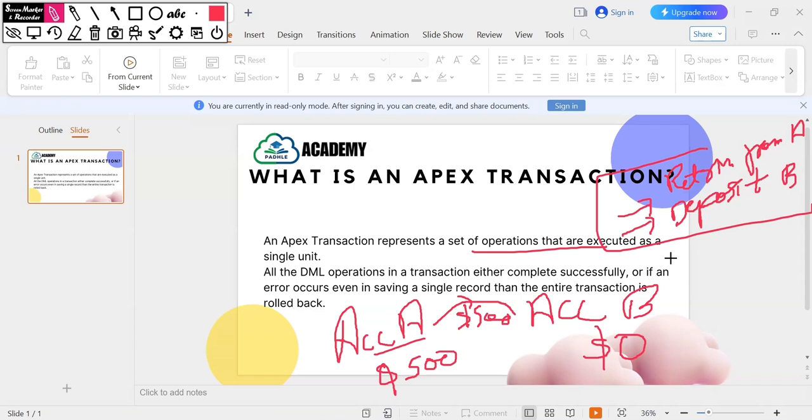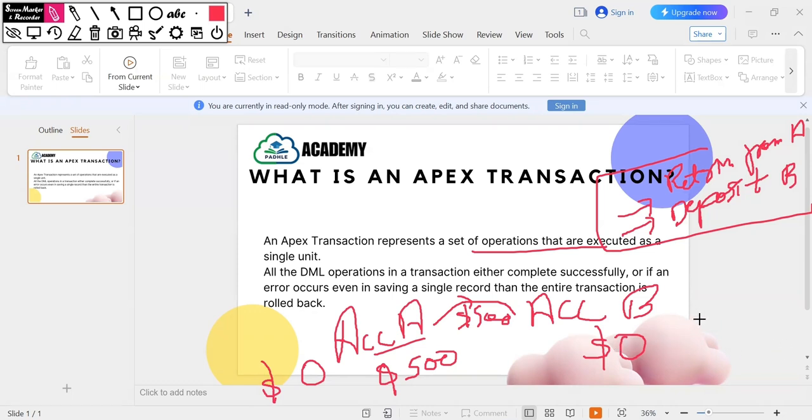And why it should be one transaction, I will explain to you. So the first operation that happened was from account A to account B. The first operation is we are retrieving the money from account A. So we are retrieving $500 from account A. So what happened now? The final balance of account A became $0. The second step is depositing the money to account B.